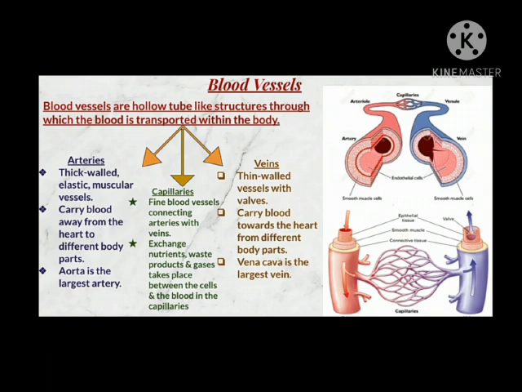Now next is your capillaries. Capillaries are fine blood vessels which connect arteries with veins, and they help in the exchange of nutrients, waste products and gases between the cells and the blood in the capillaries, right?